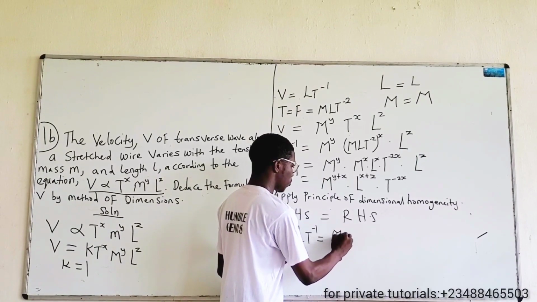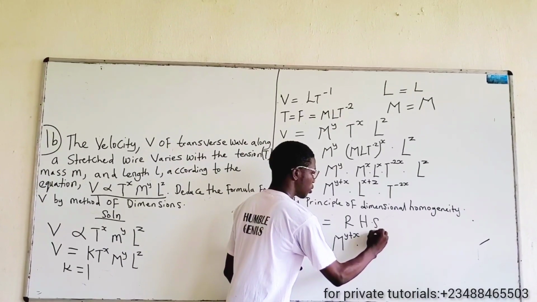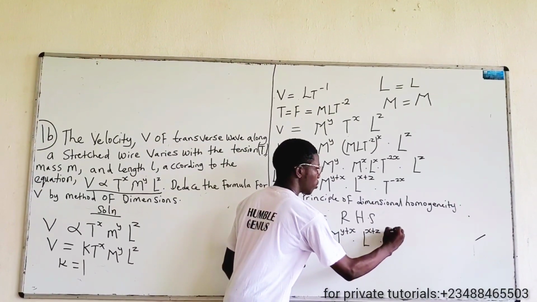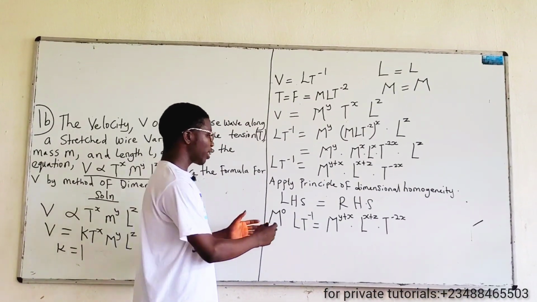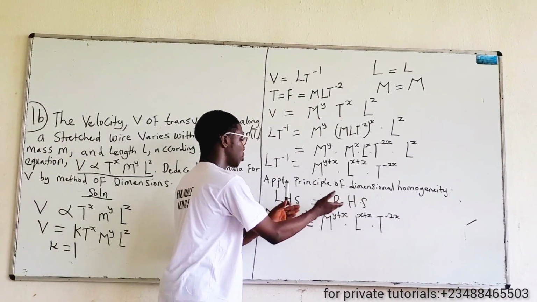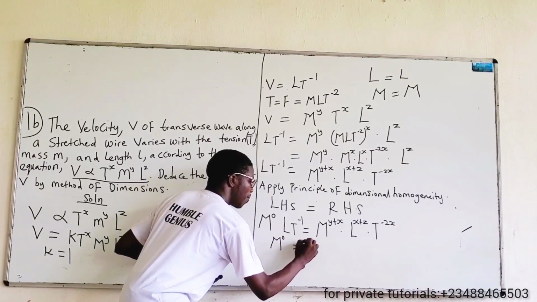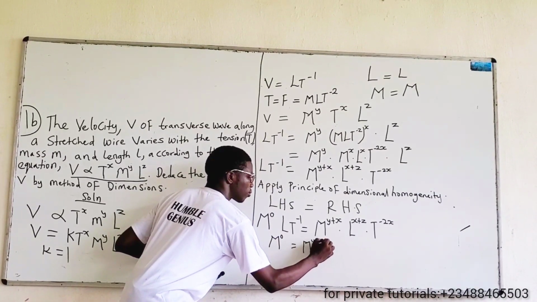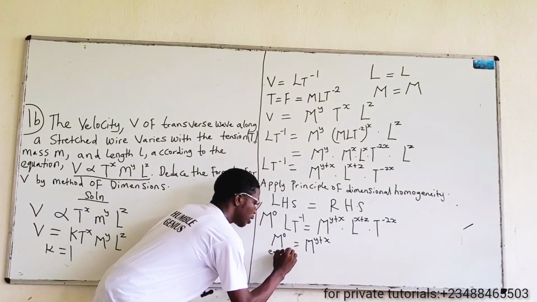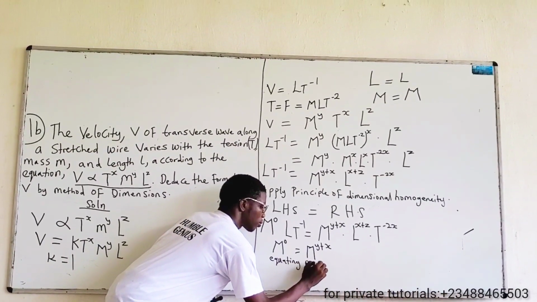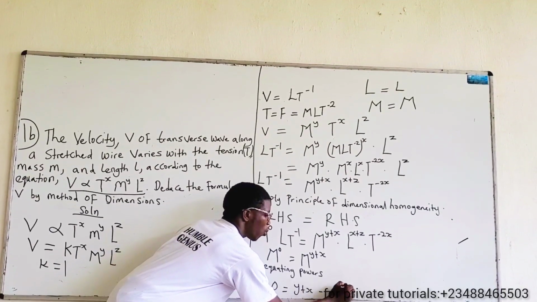So I have m raised power y plus x, times L raised power x plus z, times T raised power minus 2x. Now, at this juncture, we will do what we call equating. Everything on the right hand side must be equal to what's on the left hand side, so m raised power 0 is equal to m raised power y plus x. So, equating powers, I have 0 equals y plus x. This is equation 1.